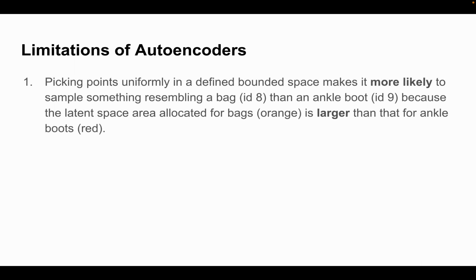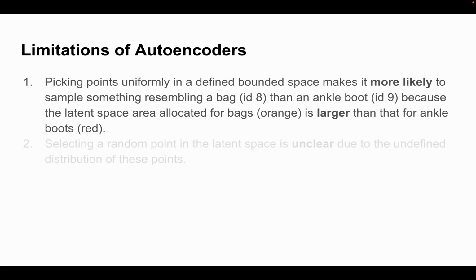The first limitation is, we can see that if we pick points uniformly in a bounded space that we define, we are more likely to sample something that decodes to look like a bag, that is ID 8, than an ankle boot, that is ID 9. Because the part of the latent space carved out for bags is larger than the ankle boot area. So bags are represented by orange points and the ankle boot area is represented by red points.